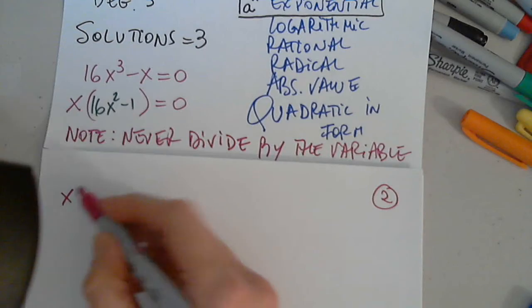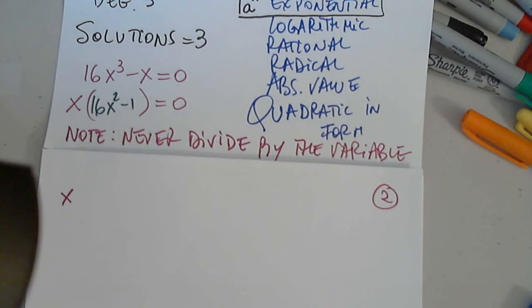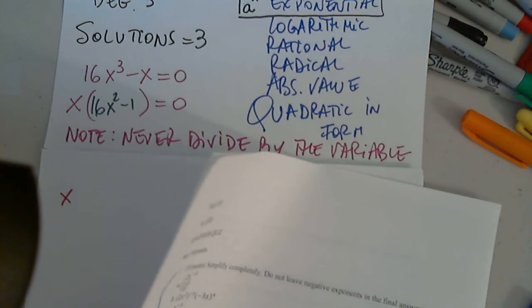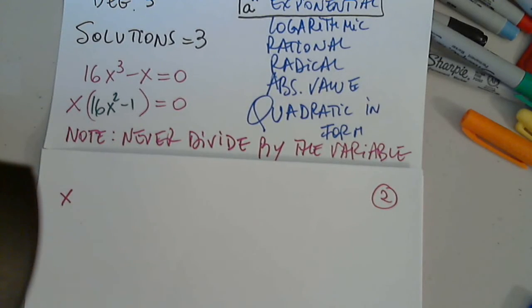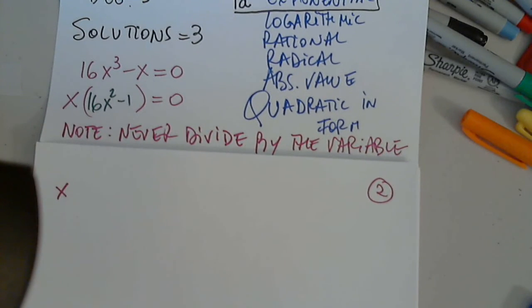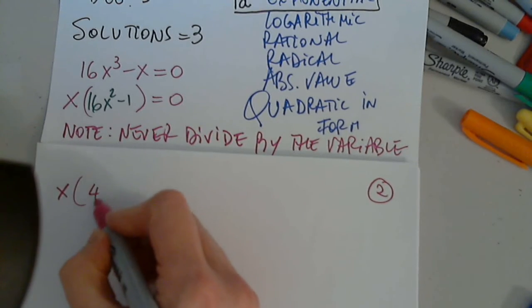Good. So now we have to think what to do with 16x squared. That's why we reviewed this. So what do I do? How do I factor 16x squared minus 1? Wouldn't it be 4x minus 1 and 4x plus 1? Very good.